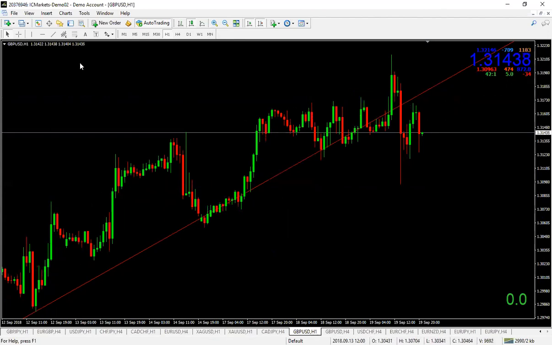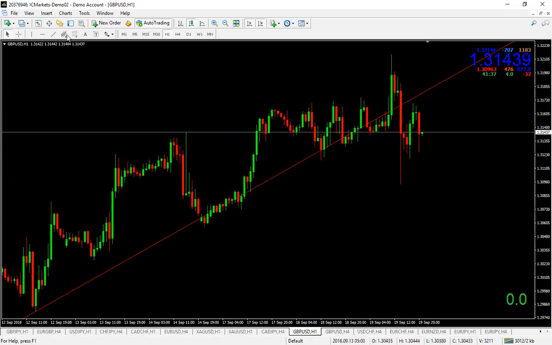This being the pound USD, otherwise known as the cable, there would have been some kind of Brexit news. We are having a lot of Brexit news these days, aren't we? Definitely. So there would have been some news here, which resulted in this major drop. Even with the major drop, you can see it is trying to go back up.